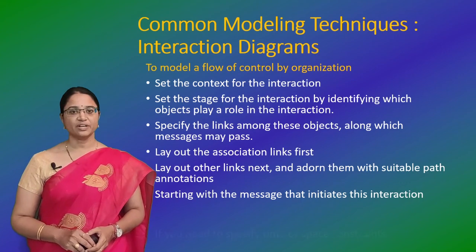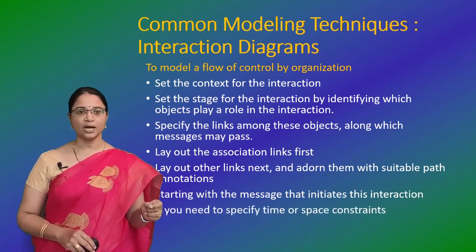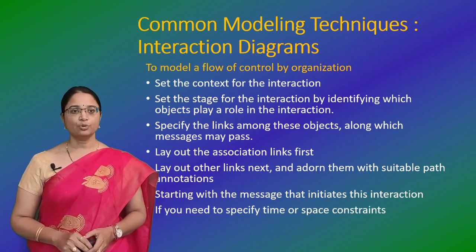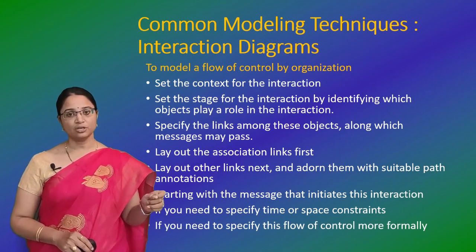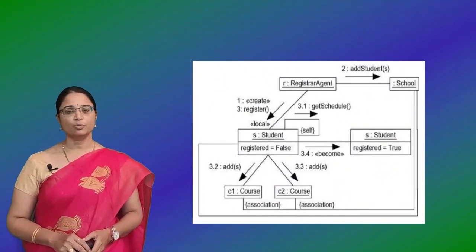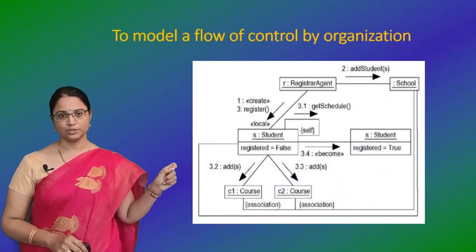If you need to specify time or a space constraint, add to each message a timing mark and attach suitable time or space constraints. If you need to specify this flow of control more formally, attach the pre and post conditions to each message. This is how you can model the structural organization of the objects.